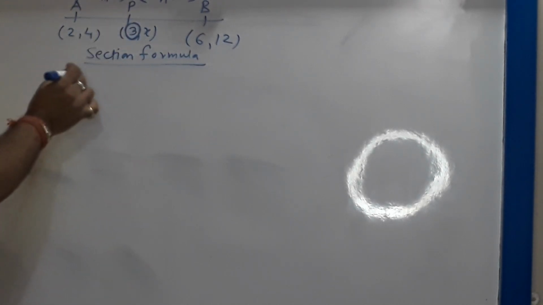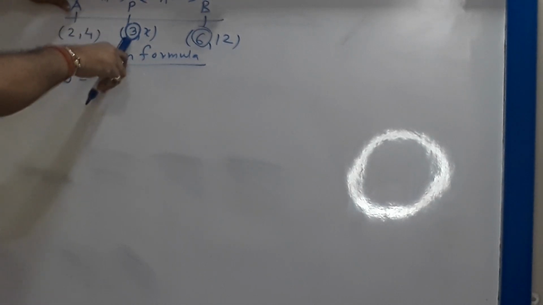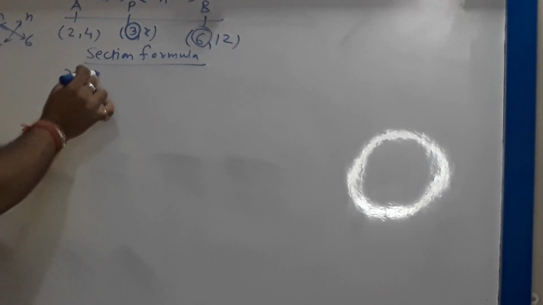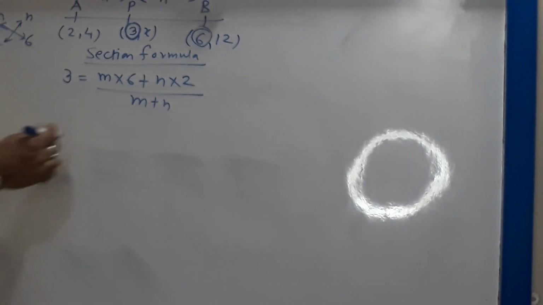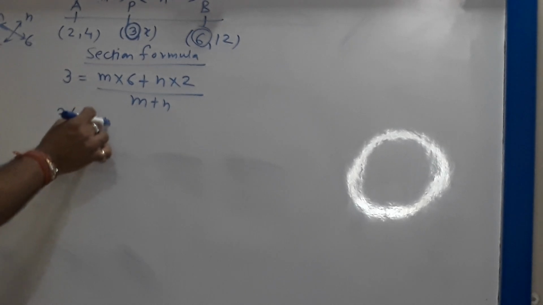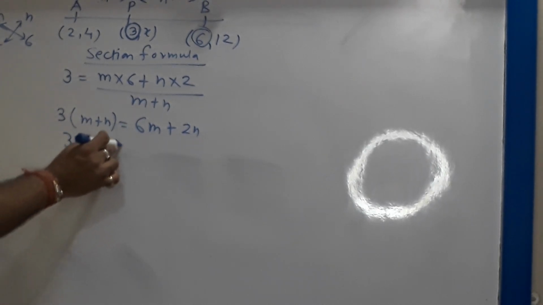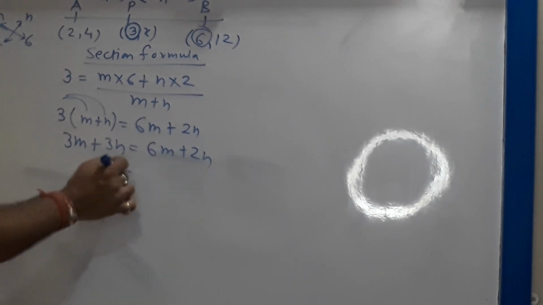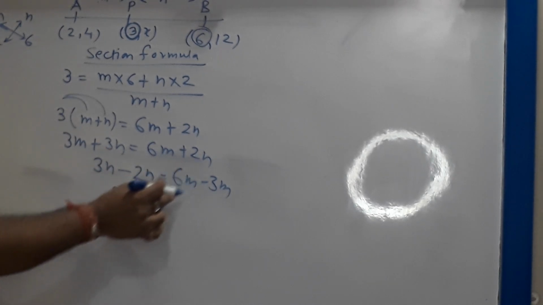Now I will consider the first coordinate of this point, 3. So 3 is equal to m into the first coordinate of one point plus n into the first coordinate of the other: (m into 6 plus n into 2) upon (m plus n). Cross multiply: 3 into (m plus n) is equal to 6m plus 2n. Open the bracket: 3m plus 3n equals 6m plus 2n. Take m on this side, n on this side: 3n minus 2n is equal to 6m minus 3m. So 3n minus 2n is n, and 6m minus 3m is 3m.